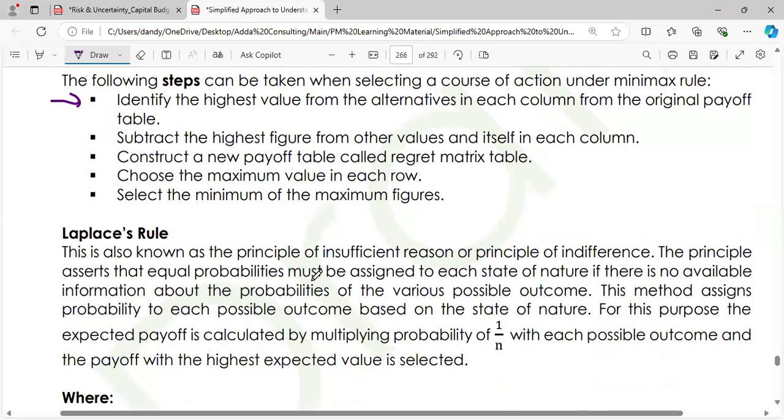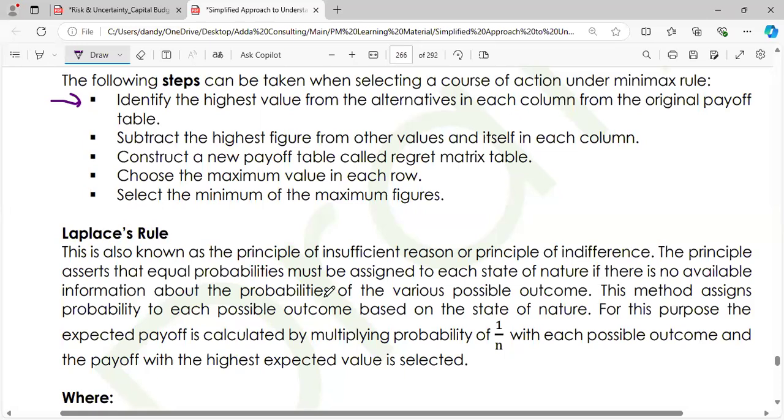Then the last one is Laplace rule. Laplace is also known as the principle of insufficiency. The principle states that equal probability should be assigned to each state of nature, especially where the probability of occurrence is not available. When you are not given the probability of occurrence, then you are expected to assign probability to each possible outcome. The probability you assign is 1 over n, where n is the number of states of nature. So the n will vary depending on the state of nature.